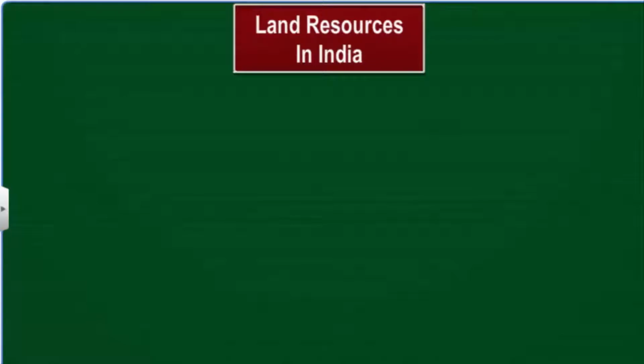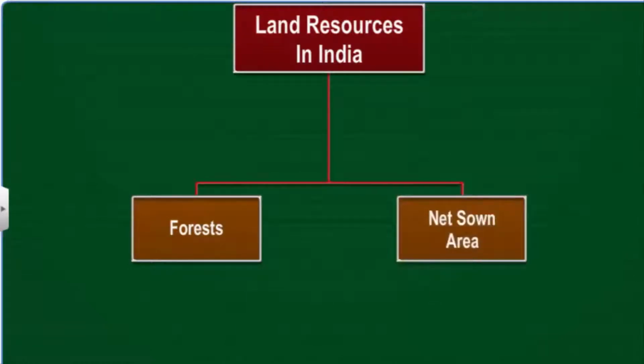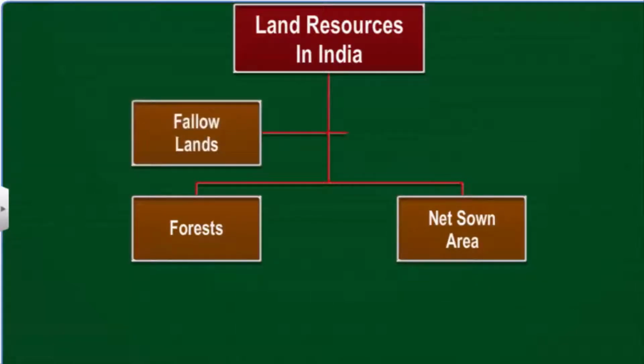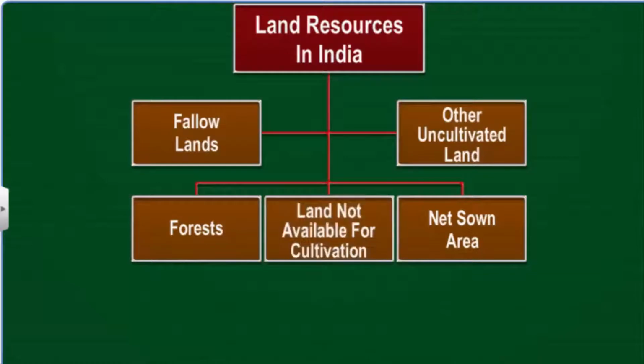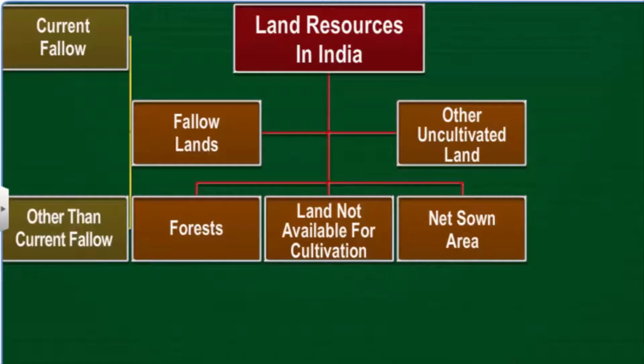Depending on their use, our land resources can be classified as forests, net sown area or total area under cultivation, fallow lands, other uncultivated land and land not available for cultivation. Fallow land can be further divided into current fallow, which is land not cultivated for 1 or less than 1 year, and other than current fallow, which is land that has remained uncultivated for 1 to 5 years.